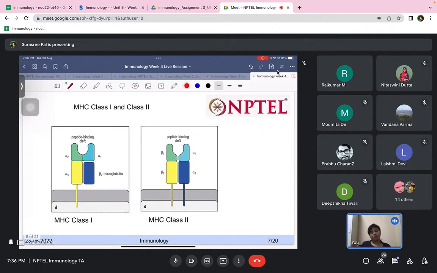Now moving on to the next segment of today's lecture, I will be discussing a little bit about these MHC class 1 and class 2 molecules. Previously also we discussed some of the details about MHC class 1 and class 2, and you know that MHC is nothing but major histocompatibility complex, right?